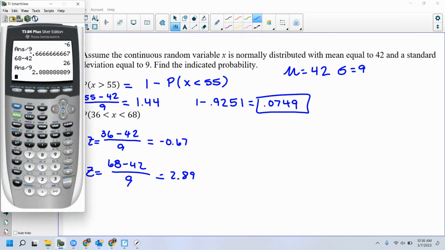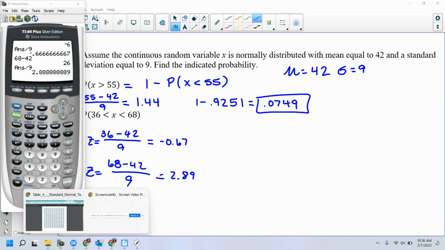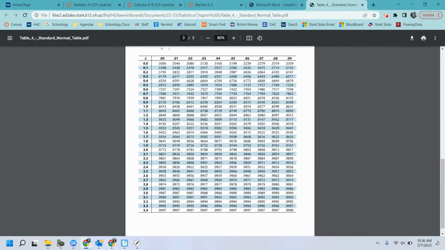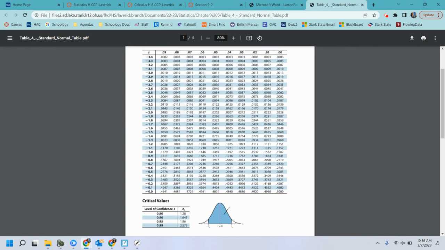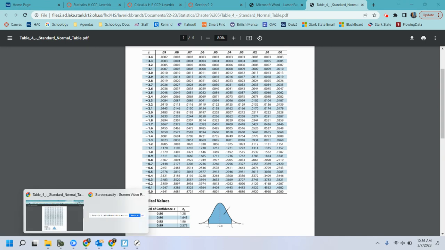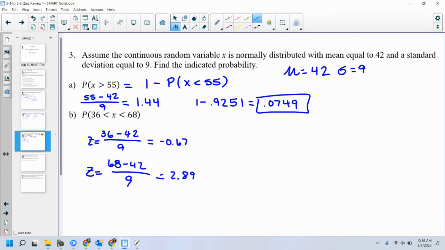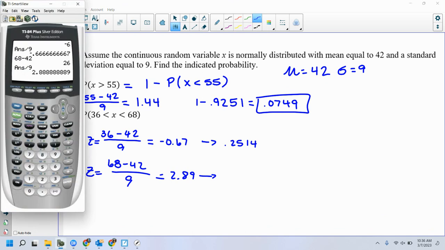So now I'm going to find the probabilities for each one of those. Got to go to my table. Negative 0.67. Here's my 7 column. Negative 0.6, 0.2514. So 0.2514. And then we do 2.89.